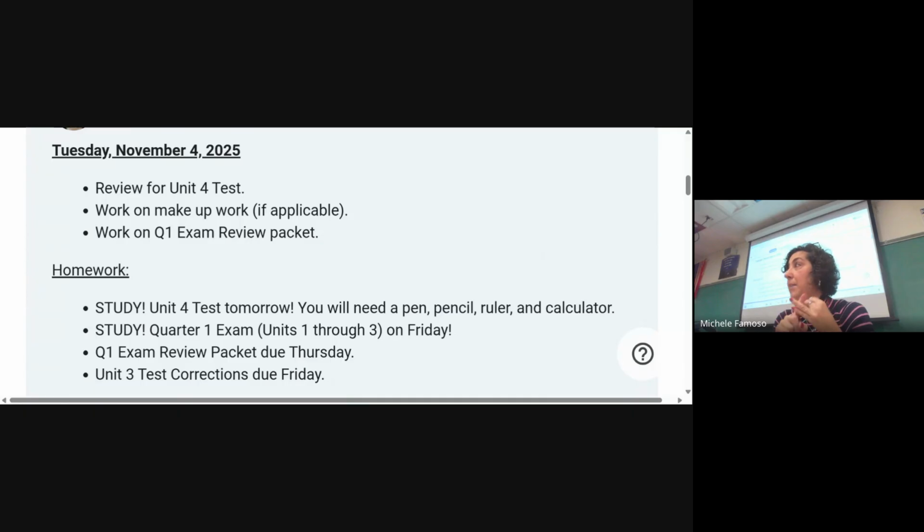Finish that packet and make up work that you owe. Remember, if your name is up on my paper that's tacked to the board, you owe me something that is due this marking period, and that really should get done first before you do anything else. Finish making up work that you owe, and then you can work on finishing your quarter exam review packet, which is due Thursday this week.